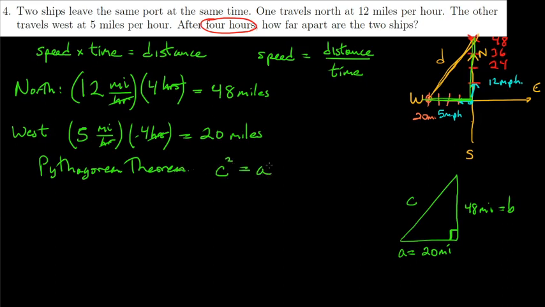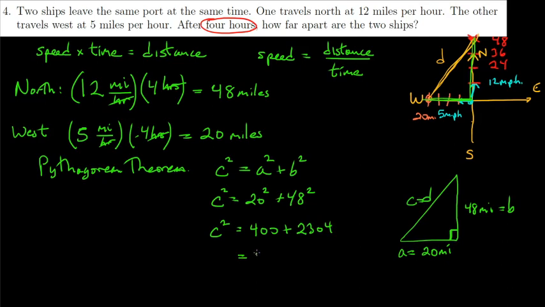So c squared equals a squared plus b squared. Right? And we're looking for c. Right? That's the distance. And we know a is 20 and b is 48. So let's plug those in. So this is 20. Don't forget to square it. 20 squared plus 48 squared. And when we add all these up, 20 squared I know is 400. 48 squared, 2304. So this is going to be a total of 2704.